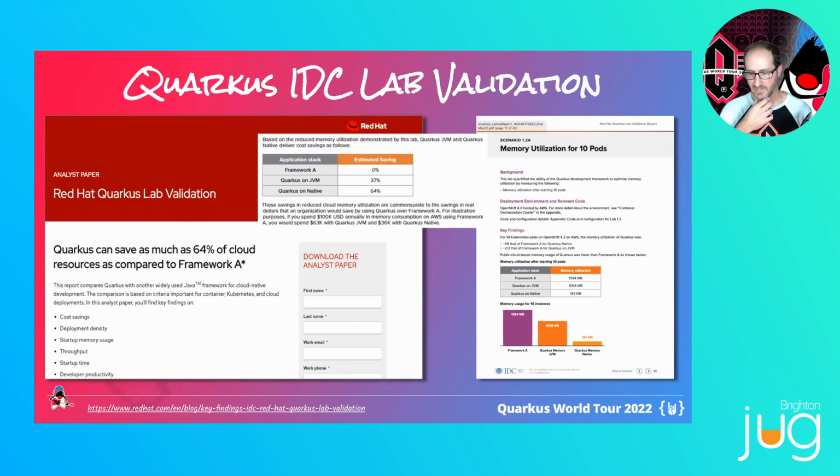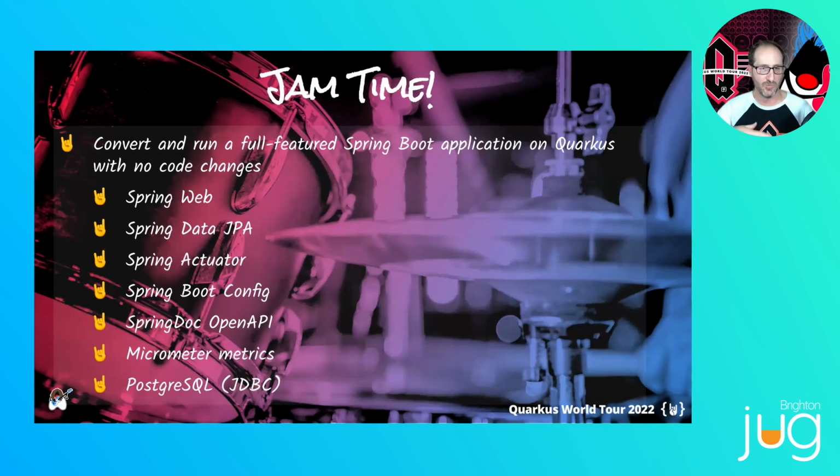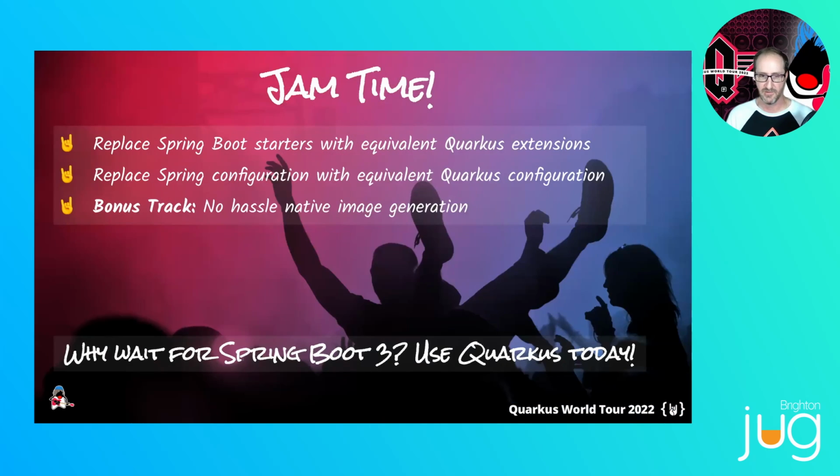There's also an IDC study. They call it Framework A. It's actually Spring under the covers, talking about the different benefits. Like I mentioned at the beginning, there's a hands-on part of this. It's almost like what I just went through, except you're using that migration toolkit I talked about earlier to analyze the application and do the migration. It's not the same application, but a similar one, with a similar setup with Spring MVC, Spring Data JPA, OpenAPI, and all of that kind of stuff.